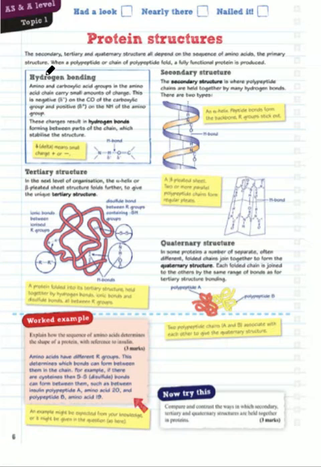Okay. Hydrogen bonding. The amino and carboxylic acid groups in the amino acid chain carry small amounts of charge. This is delta negative on the COO of the carboxylic group and delta positive on the NH of the amino group. Let me just explain that. These charges result in hydrogen bonds forming between these parts of the chain, which stabilize the structure. So all you need to know is NOF. NOF is nitrogen, oxygen, and fluorine.